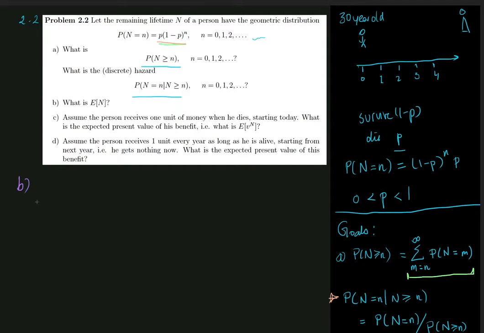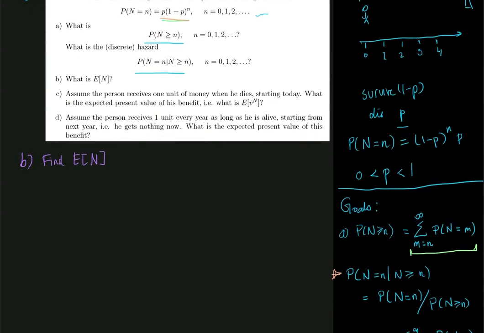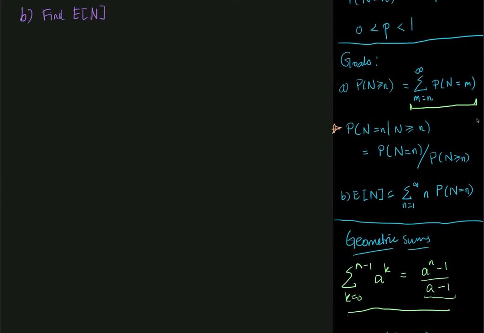In part B of problem 2.2, we want to find the expected value of a geometrically distributed random variable n. So find the mean value of n. We just do this in the old-fashioned way. Well, if we just do this in the old-fashioned way, what happens?